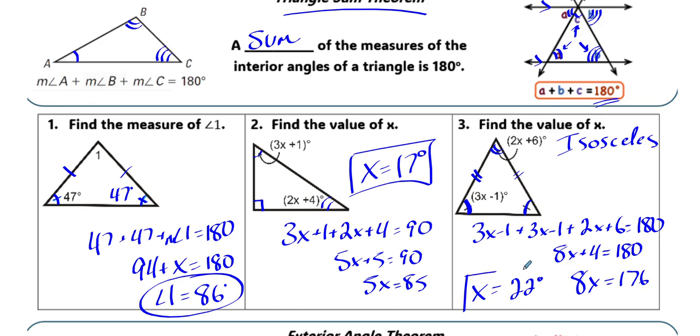All right, the three angles of a triangle add up to 180.